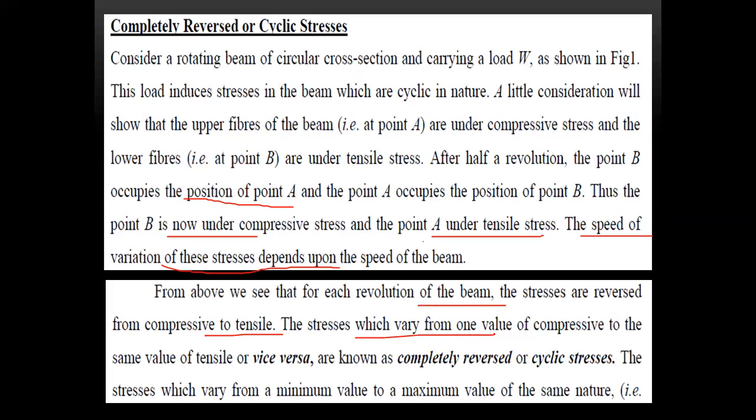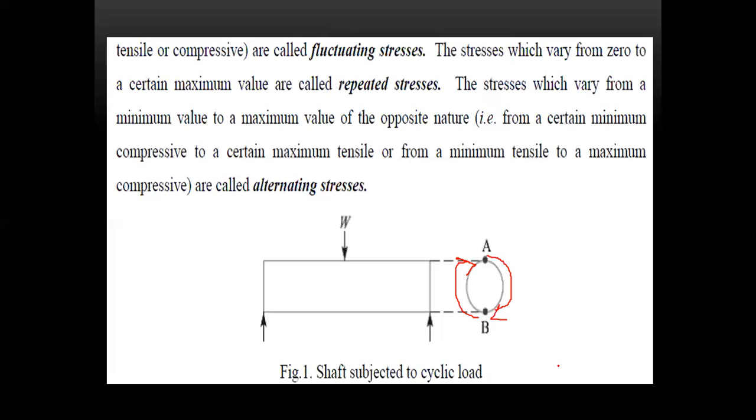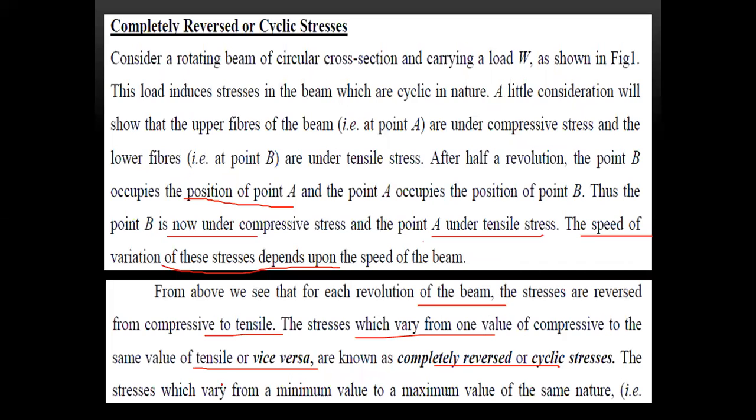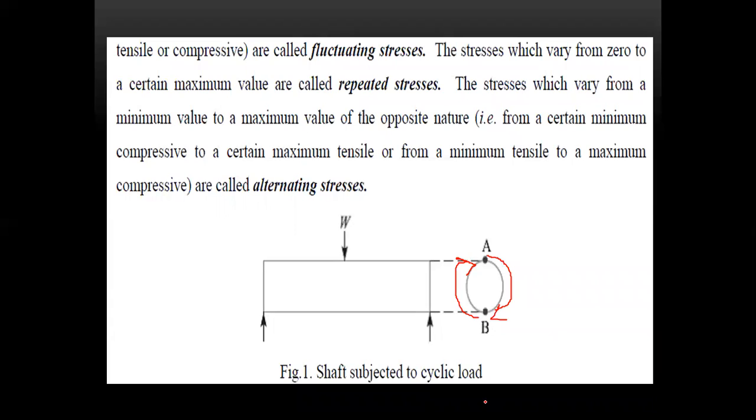tensile. The stresses which vary from one value of compressive to a second value of tensile, or vice versa, are completely reversed, a cyclic process. The stresses which vary from minimum to maximum are called fluctuating stresses. The stresses which vary from 0 to a certain value are known as repeated stresses. The stresses which vary from the maximum value to the minimum value of the opposite nature are called alternating stresses, right?